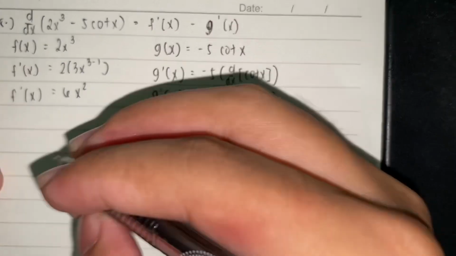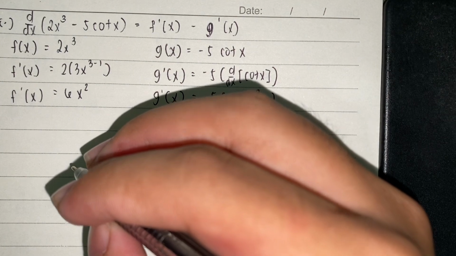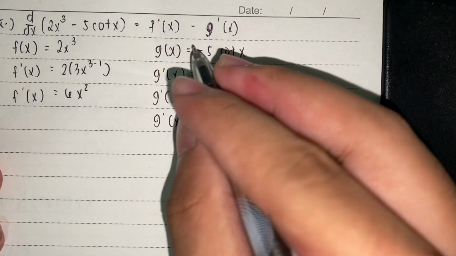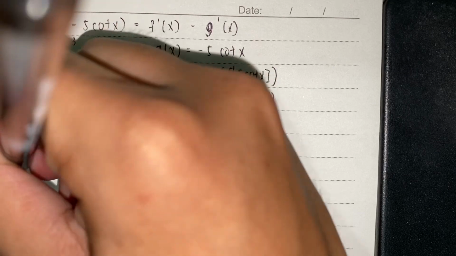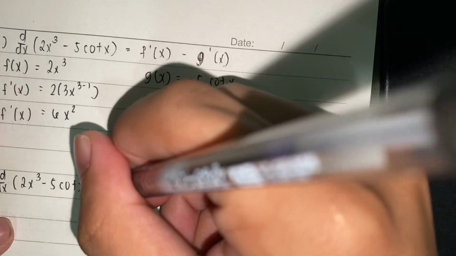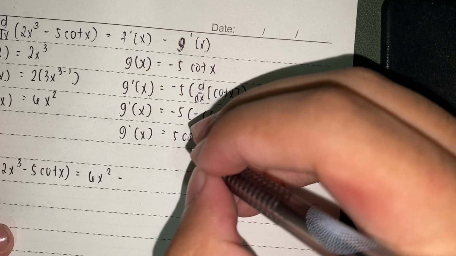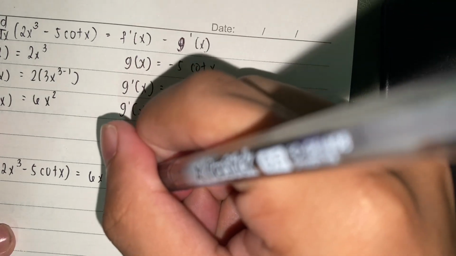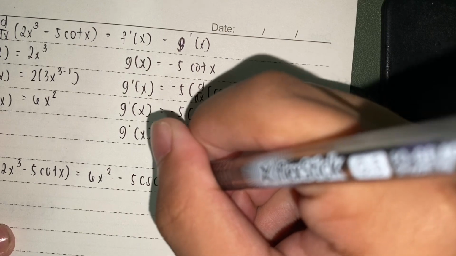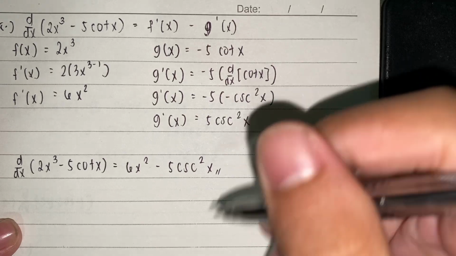All that's left to do is perform the subtraction. Let's copy the equation. The derivative of 2x cubed minus 5 cotangent x is equal to f prime of x, which is 6x squared, minus g prime of x, or 5 cosecant squared x. And that is going to be our final answer.